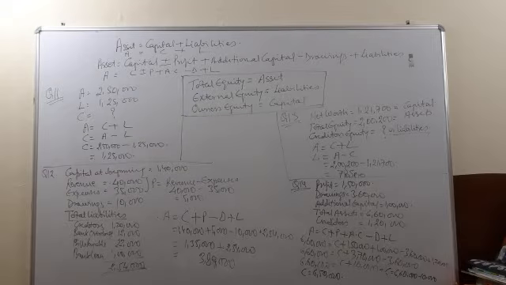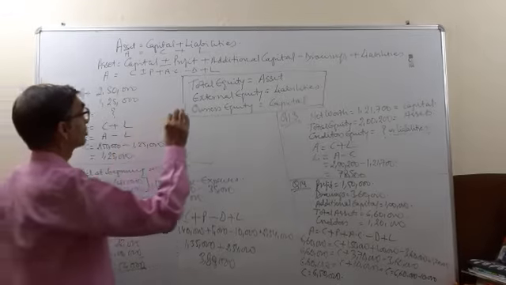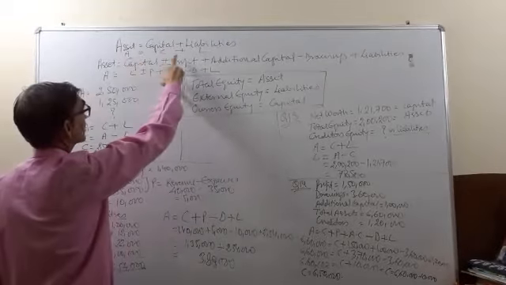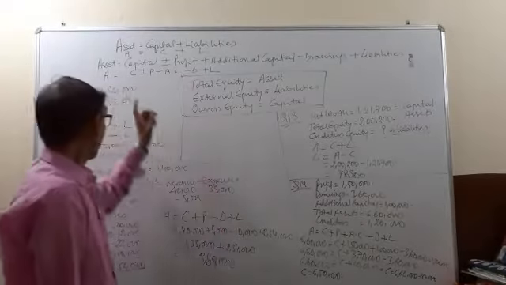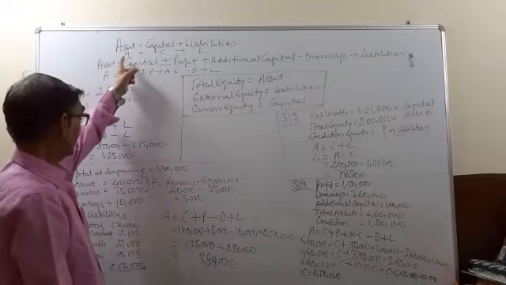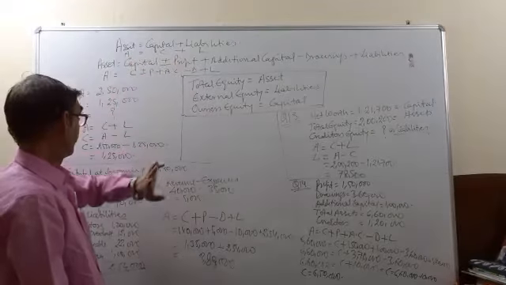So children, you very well know assets are equal to capital plus liability. This is the main accounting equation. In abbreviated form, it can be said A is equal to C plus L.